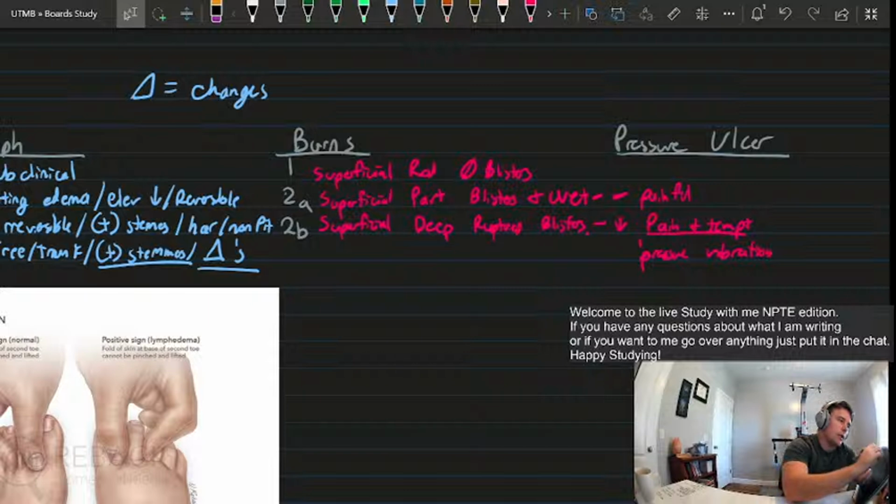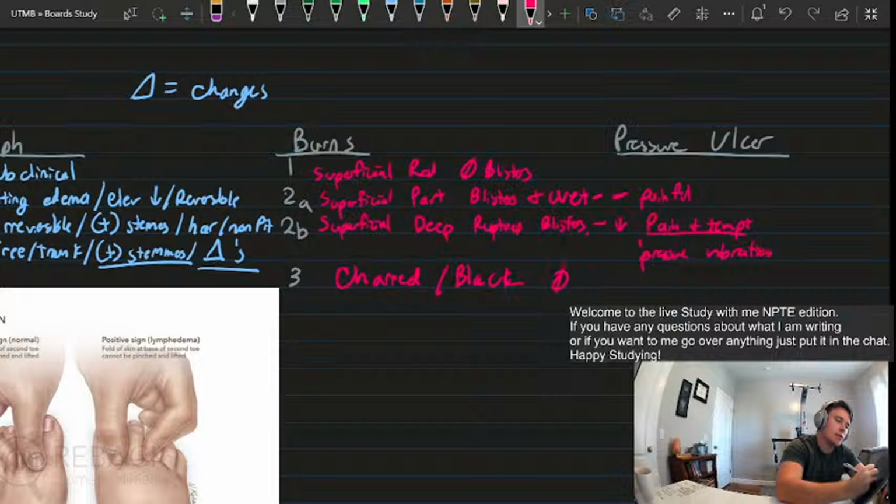And then third degree, which is going to be your charred, black, and no sensation. So then you've got pressure ulcers.